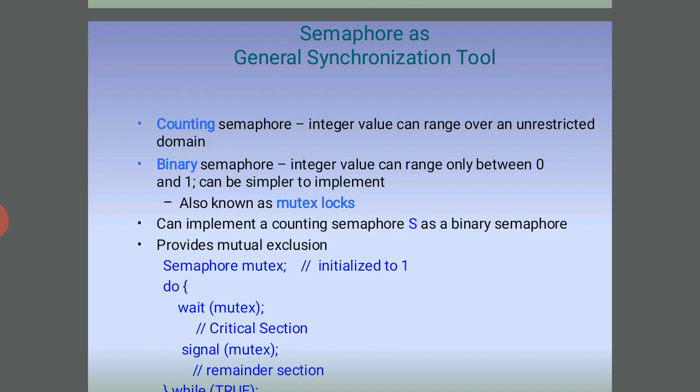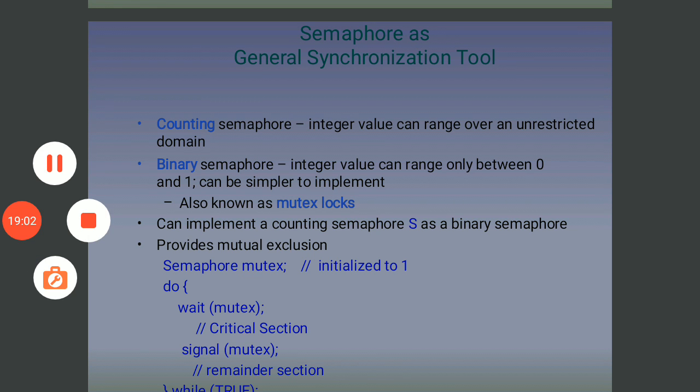Semaphore is used as a general synchronization tool. The counting semaphore is an integer value that can range over an unrestricted domain. The binary semaphore is an integer value that can range only between 0 and 1 and can be simpler to implement.